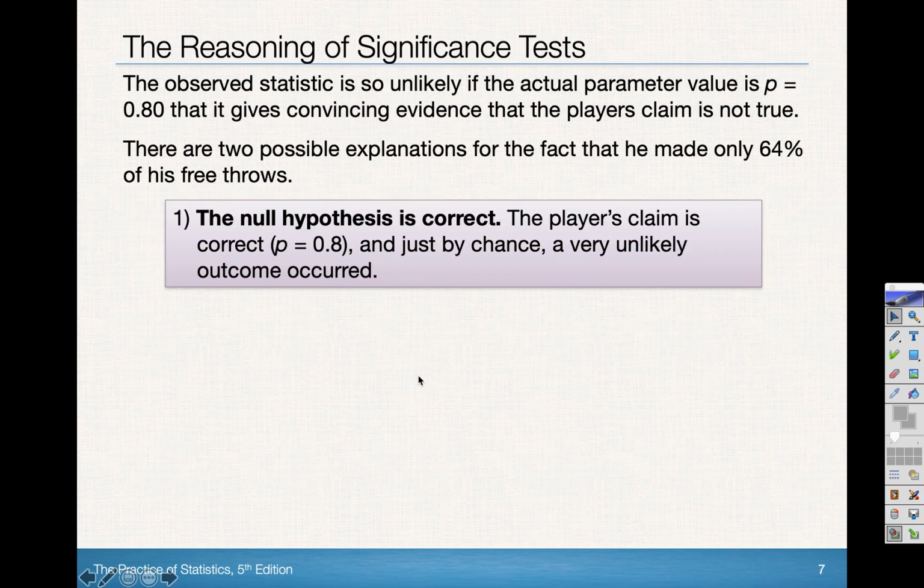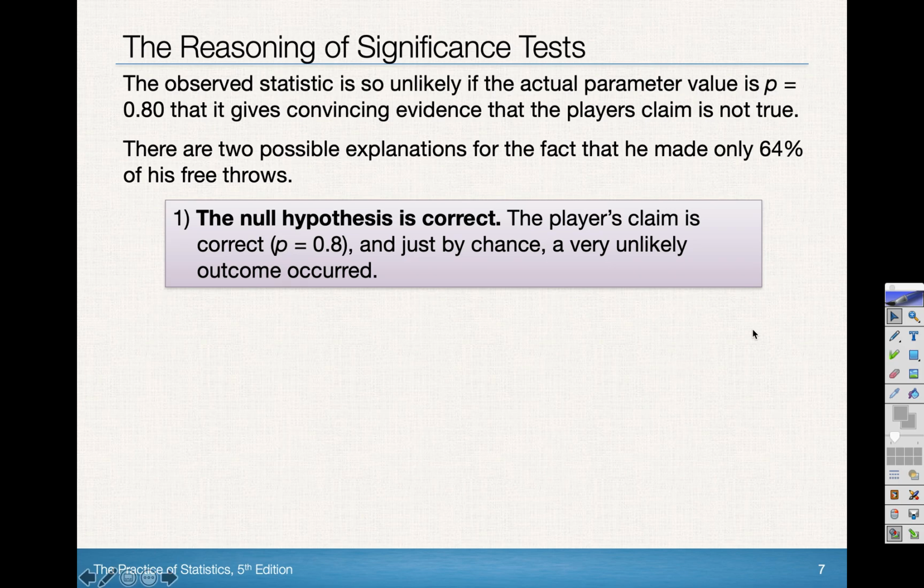Okay, so there's two things that could be possible in this scenario. Option number one, the null hypothesis is correct. I'm actually an 80% free throw shooter, and just by chance, you saw this very rare occurrence that I shoot and make 64% of my 50 free throws. Because I didn't say it was impossible to happen. It's just very unlikely. If we were to do that 400 times, you would see it 3 times. So the probability of you seeing it at that moment is very small.